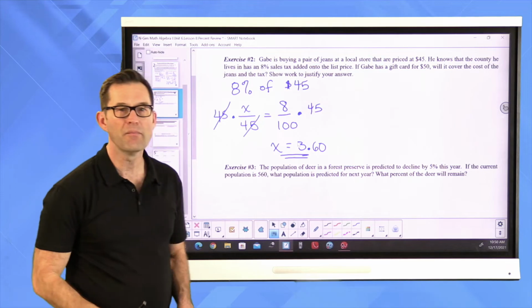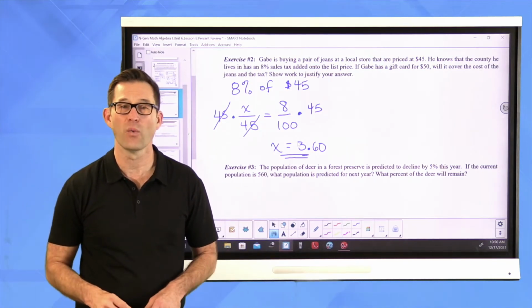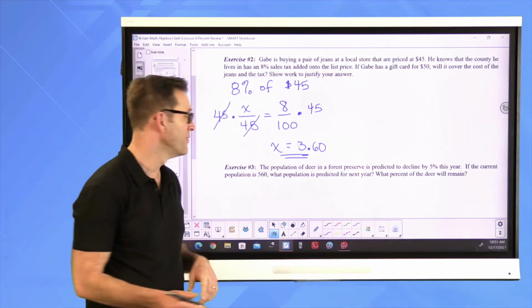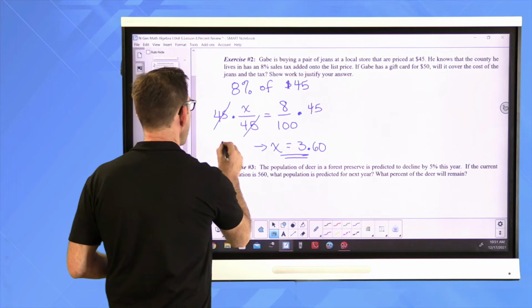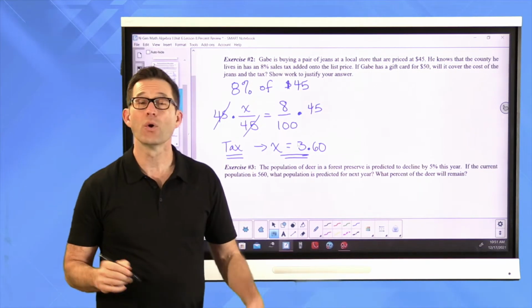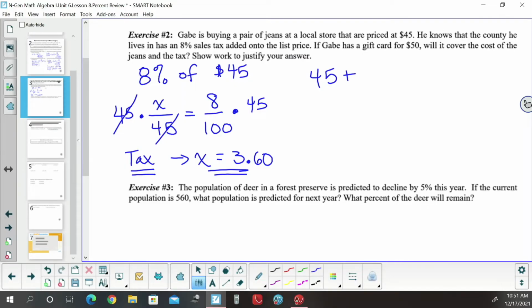Now, keep in mind, that is certainly not what Gabe is paying for these jeans. If it was, that'd be awesome, right? That's actually just the tax. This is just the tax. That's the 8% of our 45. So what I now need to do is take my $45, add to it my $3.60, get $48.60, and that is what Gabe is paying.